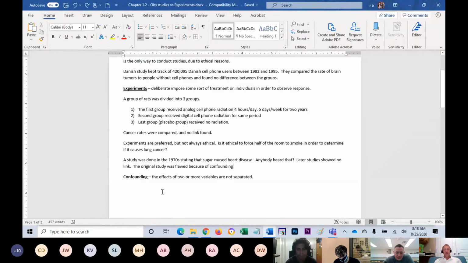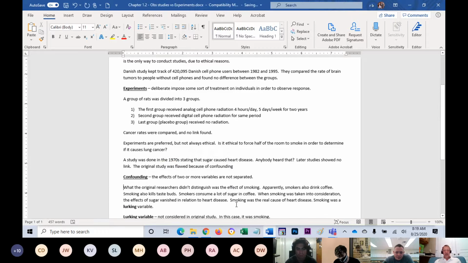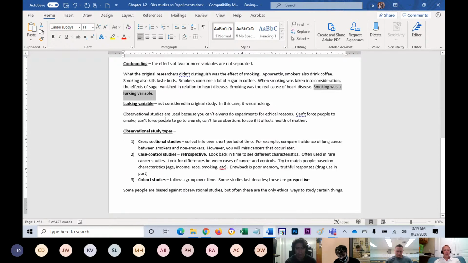The original study didn't take into account smoking, and surprisingly, smokers consume a lot more sugar in their coffee. When smoking was taken into consideration, the effects of sugar vanished in relation to heart disease. The real cause of the heart disease was smoking. It was not sugar. In this case, smoking is what we would call a lurking variable.